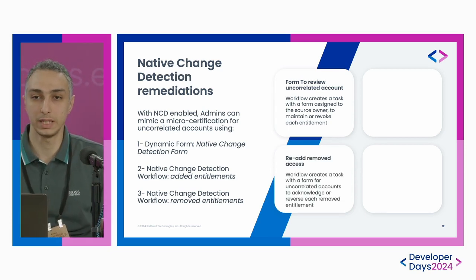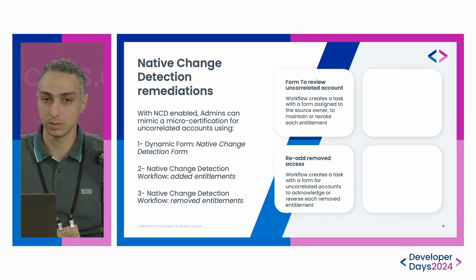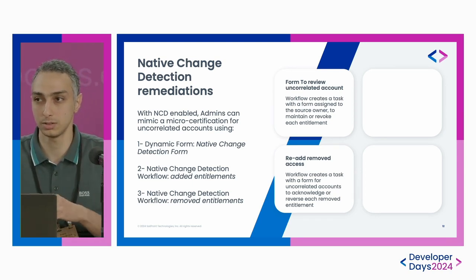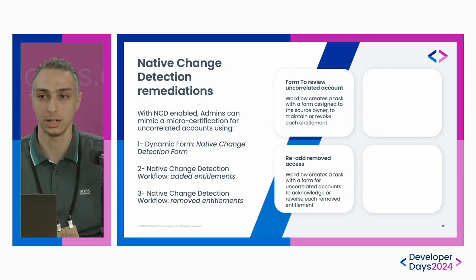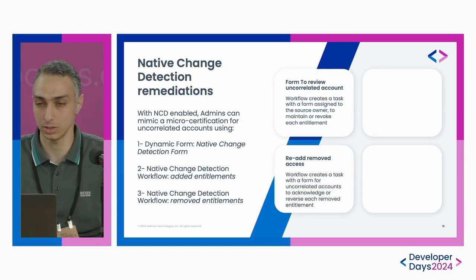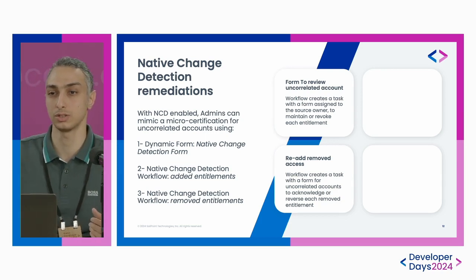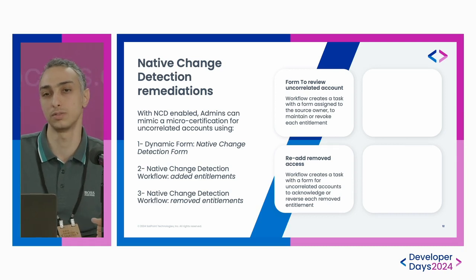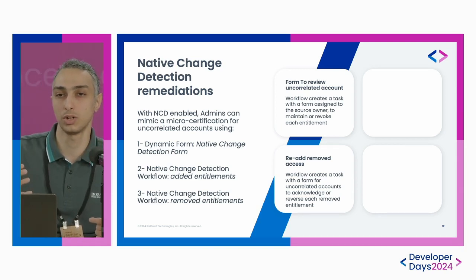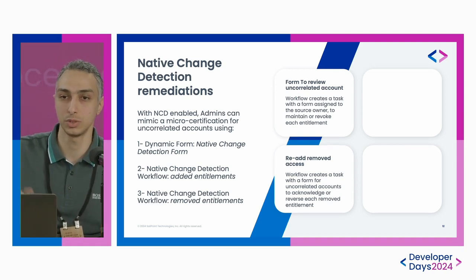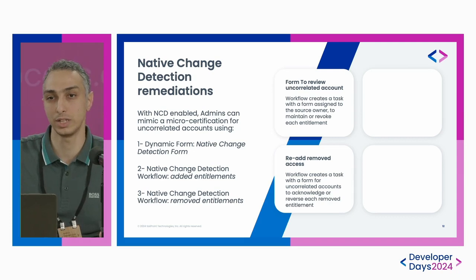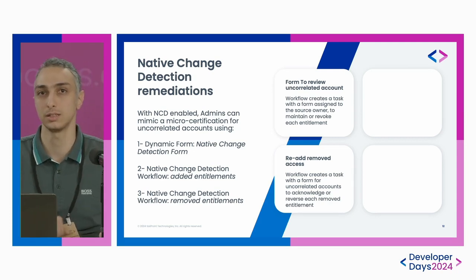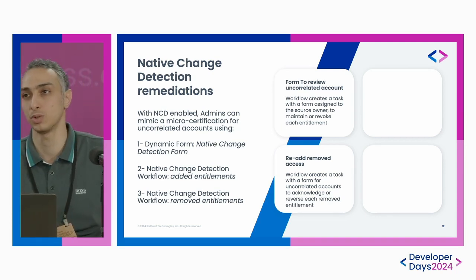We can also re-add any removed entitlement. So just imagine that you have an uncorrelated account that is a service account, so it should have some privileged entitlement in order to let the service go. And someone out of nowhere removed this entitlement. This will cause a business continuity issue. So the source owner can re-add it, we can detect this and we can re-add this entitlement to the uncorrelated account as well as the correlated account.